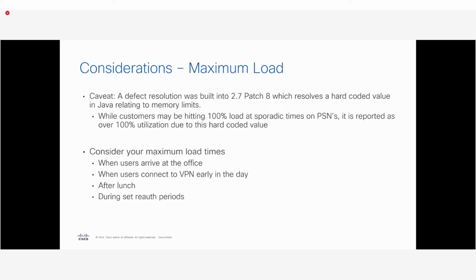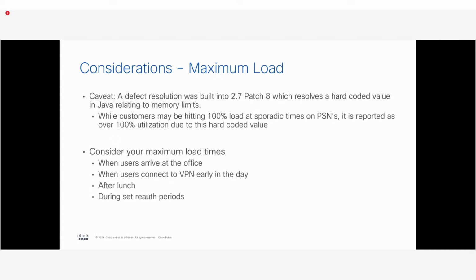Also consider your maximum load times. Going back to that idea of utilizing the mean, median, and mode, understand that at 8 o'clock or 9 o'clock, when all your users are rolling in a given time zone or given geographic area, you're going to have a higher load for endpoints coming on in that geographic area. So what you're going to see is kind of this rolling effect of a higher average load as the sun comes up and as users come on to the network as you get across the country if you have PSNs staged across the country.